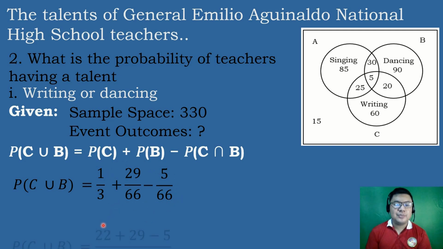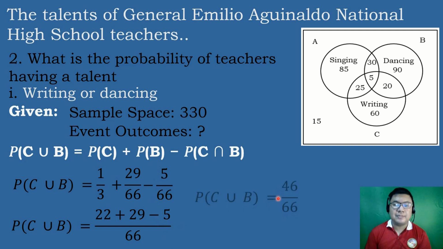And after this, we will be getting the LCD of 3, 66, and 66. And that is 66. 66 divided by 3 is equal to 22. 22 times 1 is 22. 66 divided by 66 is 1. 1 times 29 is 29. And then 66 divided by 66 is equal to 1 times negative 5 is equal to negative 5.